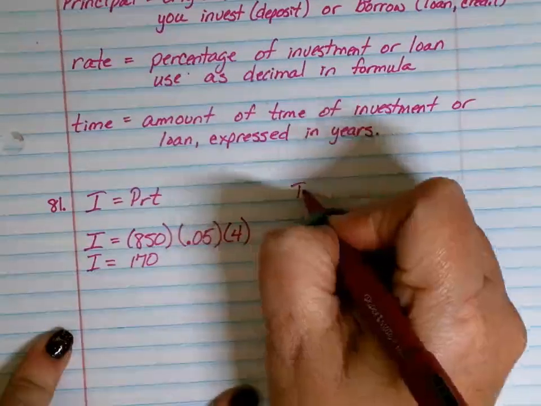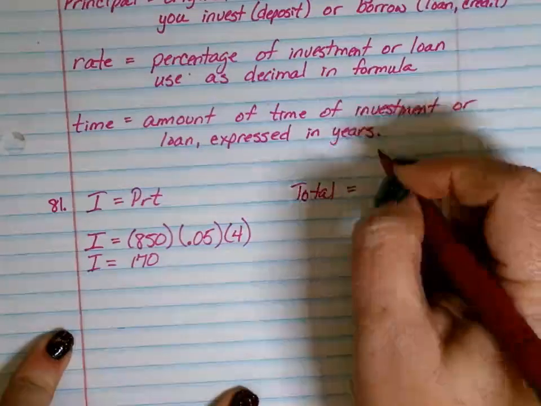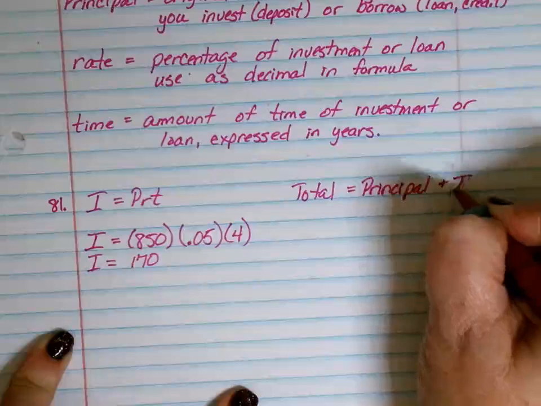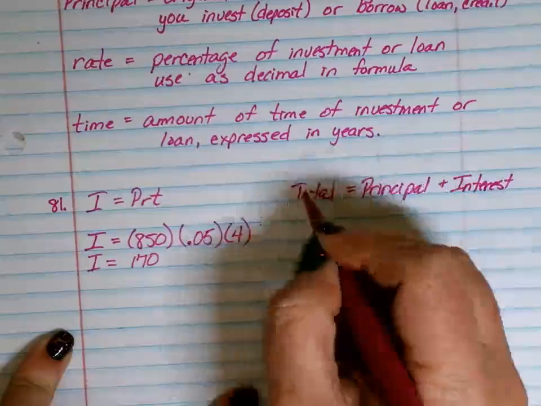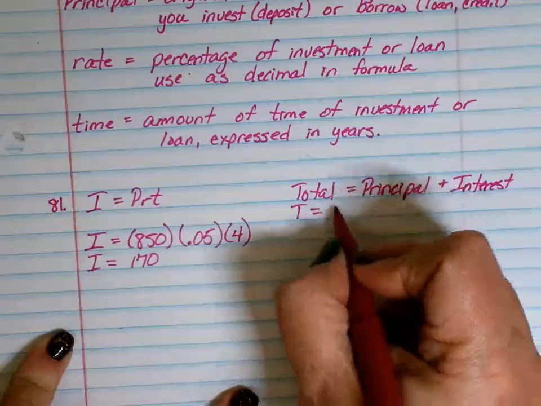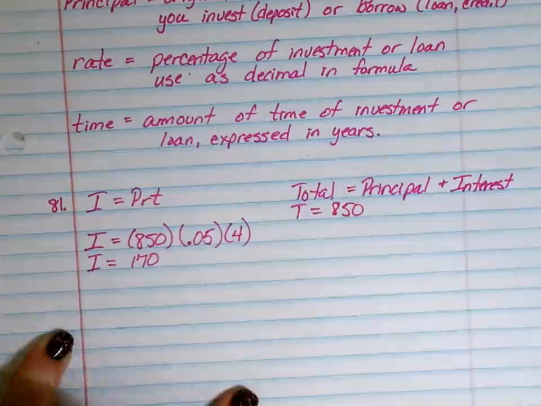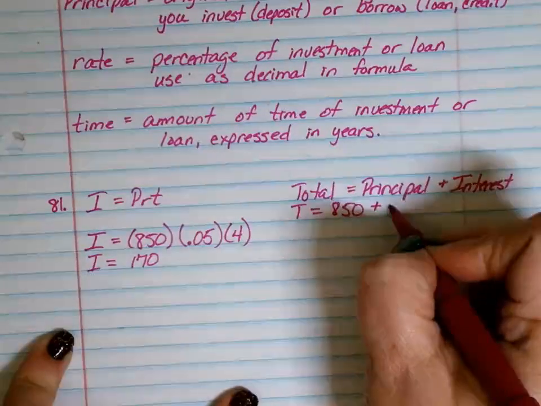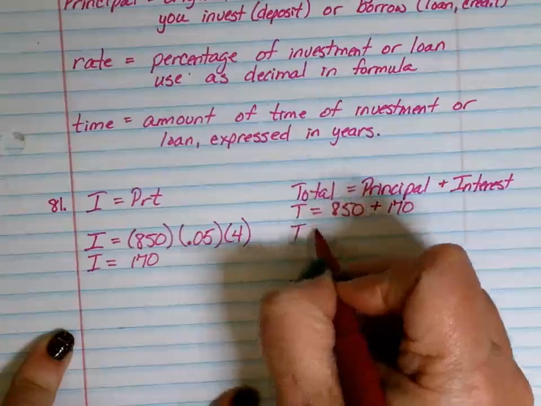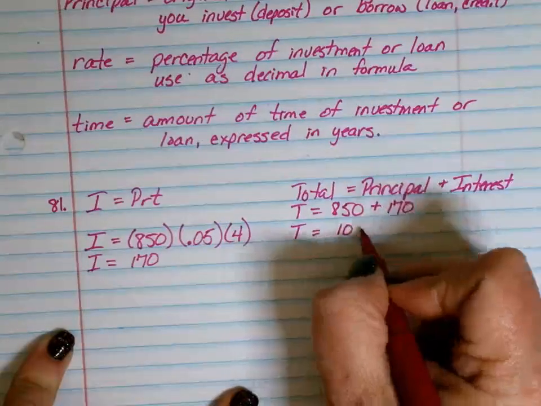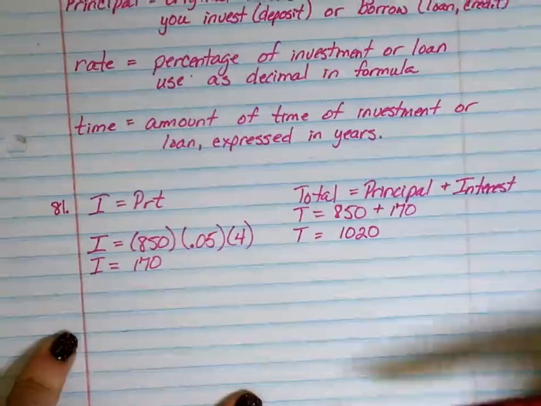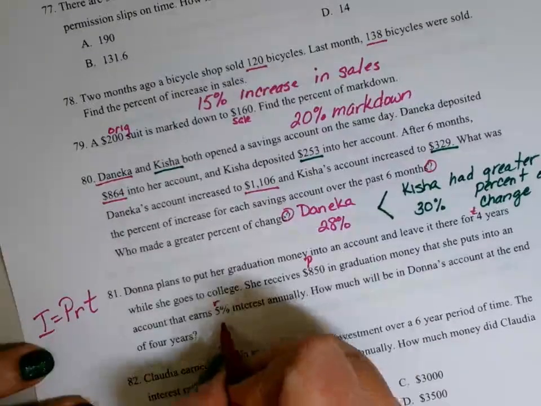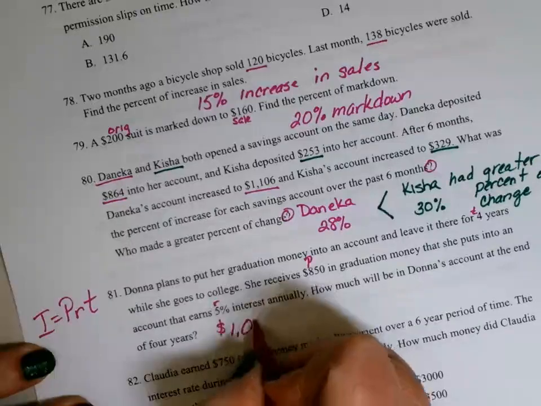For her total, it's going to equal her principal plus her interest. So her total equals her 850, which was her principal. You're getting ahead of me there, Connor. 850 plus her interest, which was 170. So her total is what, Connor? 1,020. Okay? So on my paper, how much will be in her account at the end of 4 years? It's going to be $1,020.